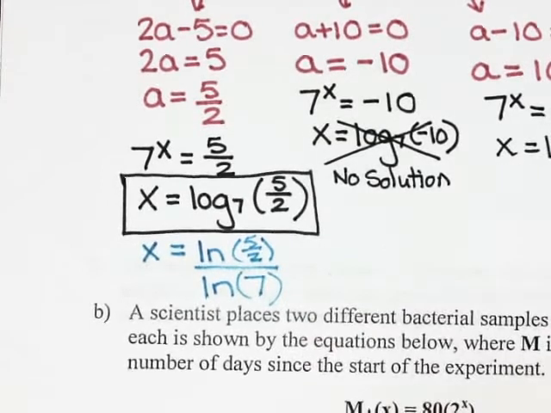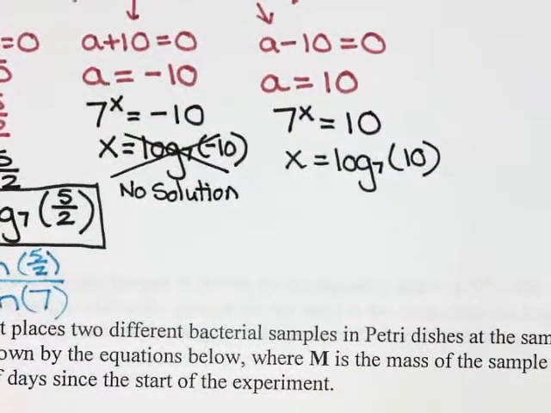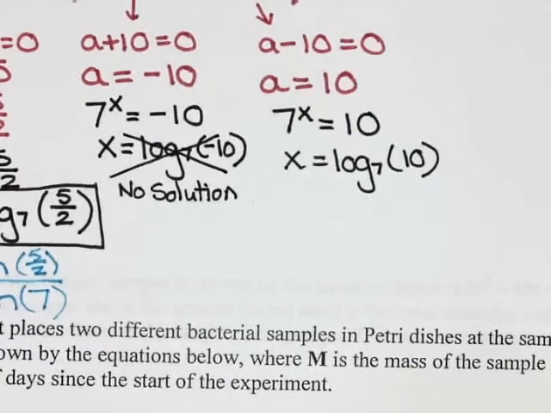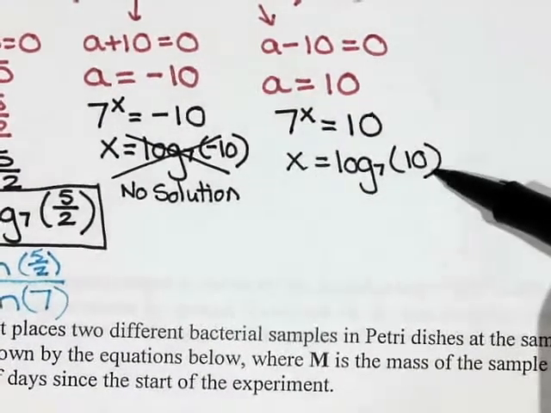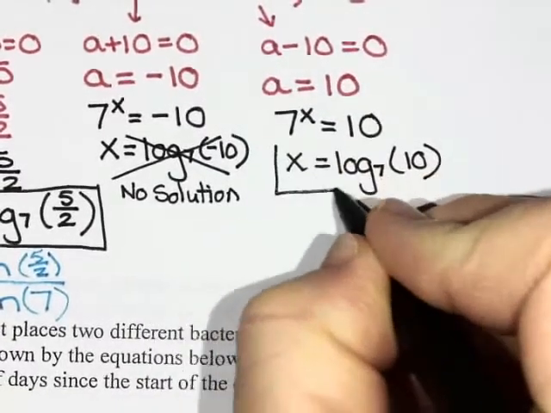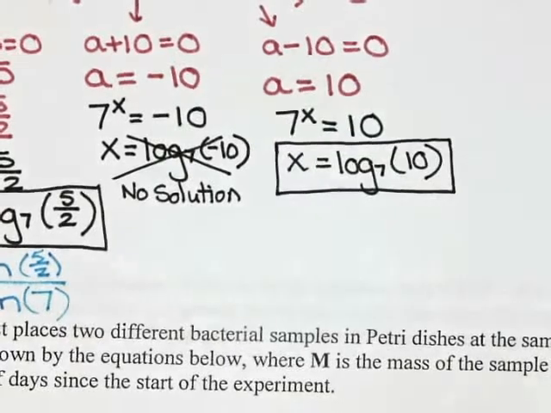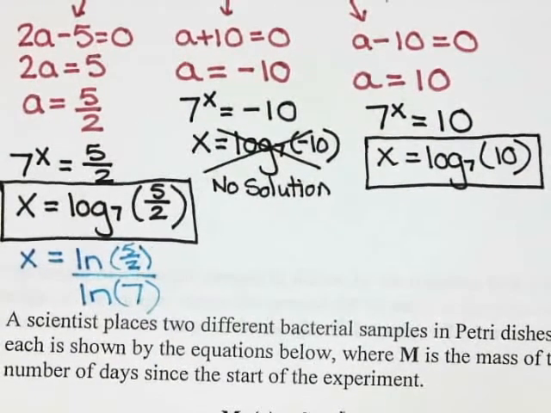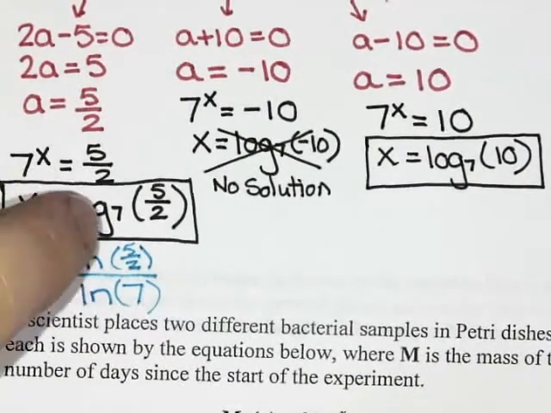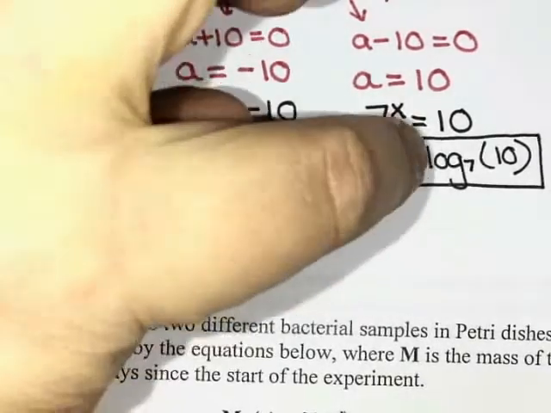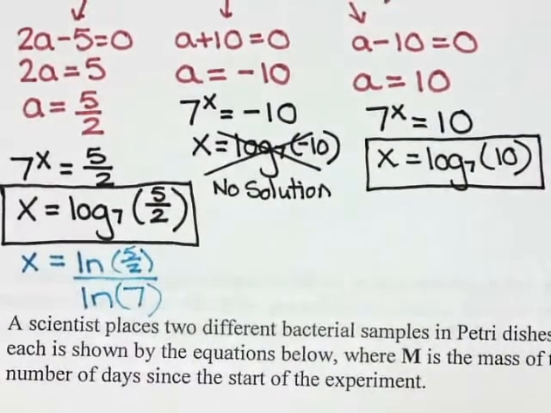And then the last one, log base 7 of 10. That's perfectly fine. It's a nice number. It's positive. Once again, it's going to be a decimal. If I wanted to work it out, I would have to do ln of 10 divided by ln of 7 or log of 10 divided by log of 7. So I ended up with two solutions. I have log base 7 of 5 over 2, and I have log base 7 of 10. You can join me in the next video for our last example in this lesson.